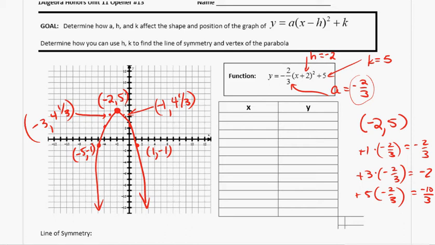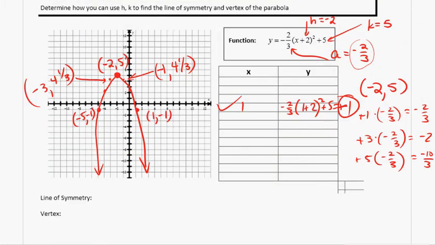Again, I can test these. Let's test 1, -1. -2/3 times 1 plus 2 squared plus 5. So this is -6 plus 5, which is -1. So that works. So again, my notion continues.